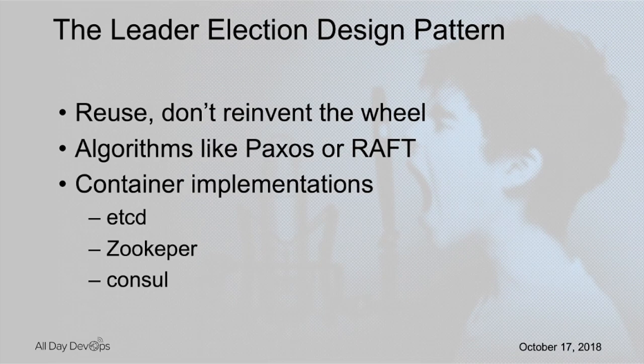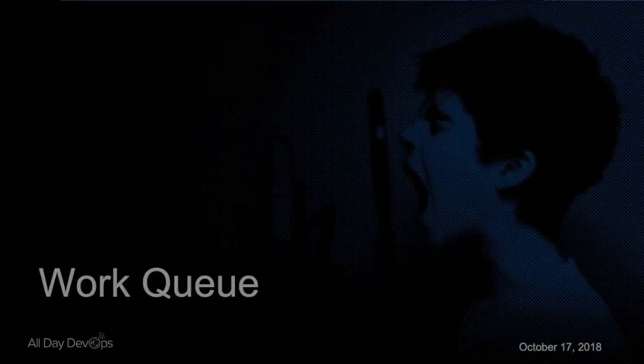I'm not going to deep dive on this, but I'm going to give you some examples of applications that use this pattern. You will have etcd, for example, Zookeeper and Consul. If you deploy those into Kubernetes, you're basically applying the leader election pattern.